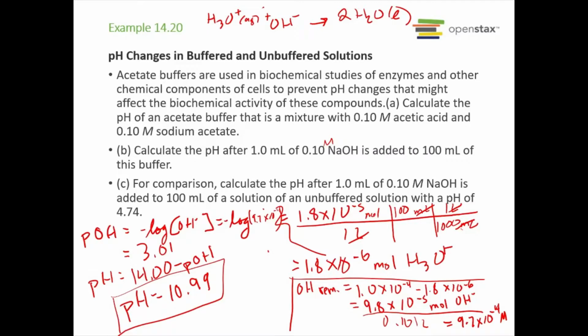I'm sorry, that question was just awful. If I were on an exam, I would not give you all 3 parts. I would give you 1 part of that. But basically what they want you to see with part C is that adding that sodium hydroxide really pulls the pH up from 4.74 to 10.99 if you put it in an unbuffered solution. So the buffer does a good job at resisting that change.